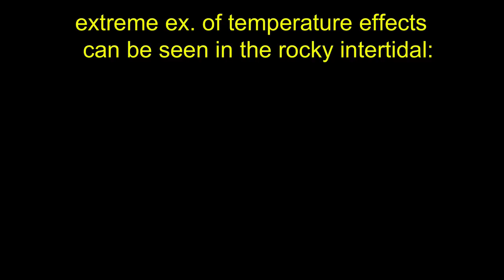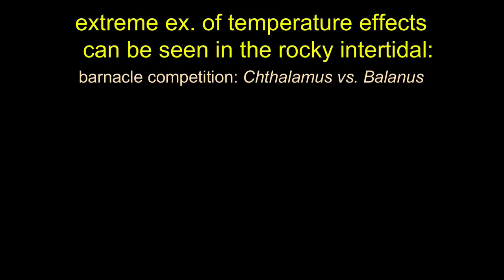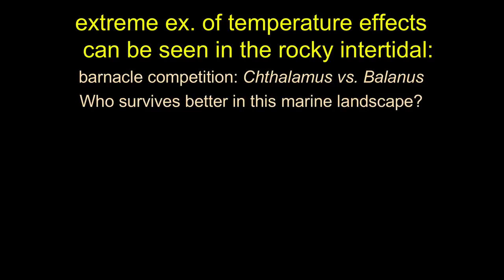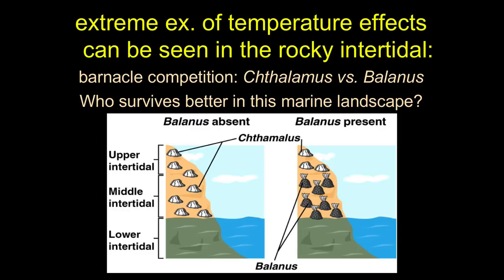Temperature has huge effects on organisms. Just one quick example here would be the classic example that you learned about in your intro bio, which is Chthamalus and Balanus. So the CH is silent. These are two genera of barnacles. This is the classic example of competition and who's where. And so the classic work of Joe Connell, the father of modern quantitative ecology, did this in the intertidal. And so we have one species here symbolized by these light-colored barnacles, and then we have this other species here symbolized by these sort of darker, sort of spotted barnacles.